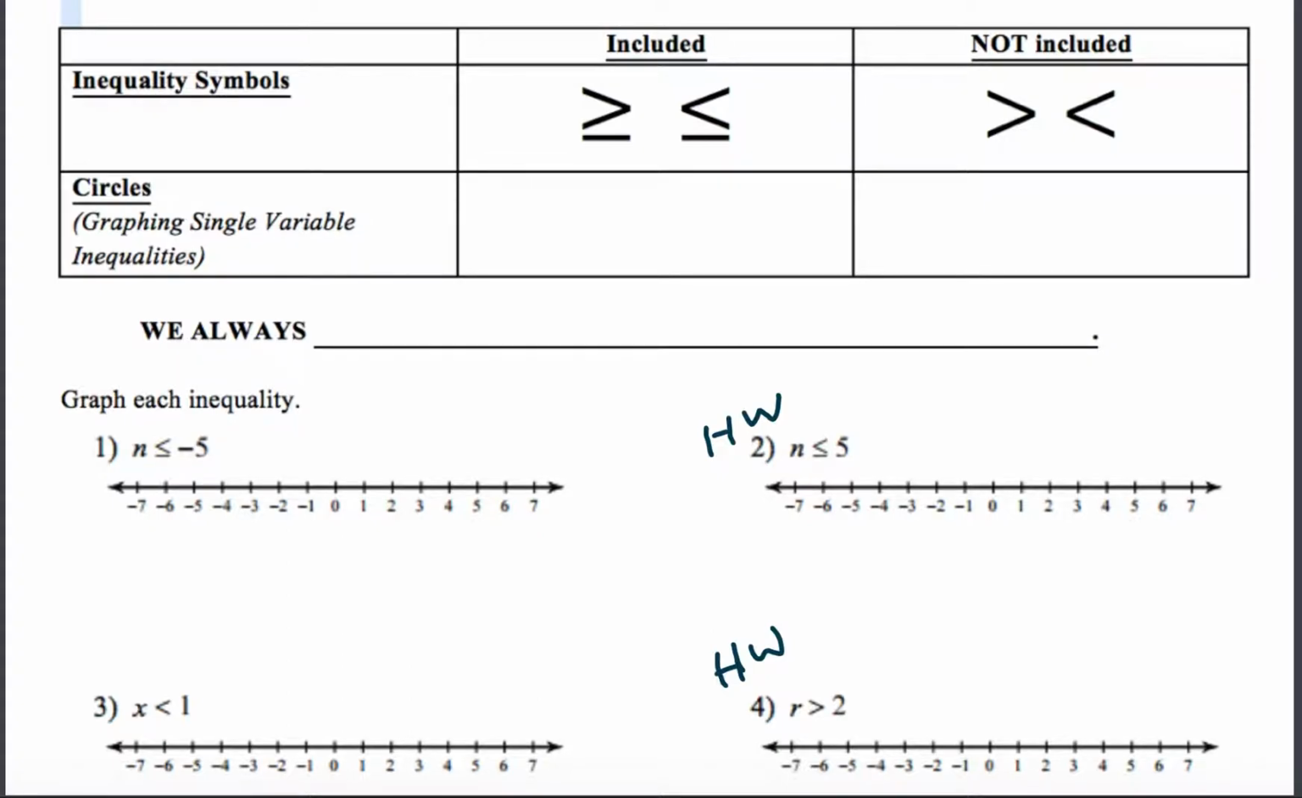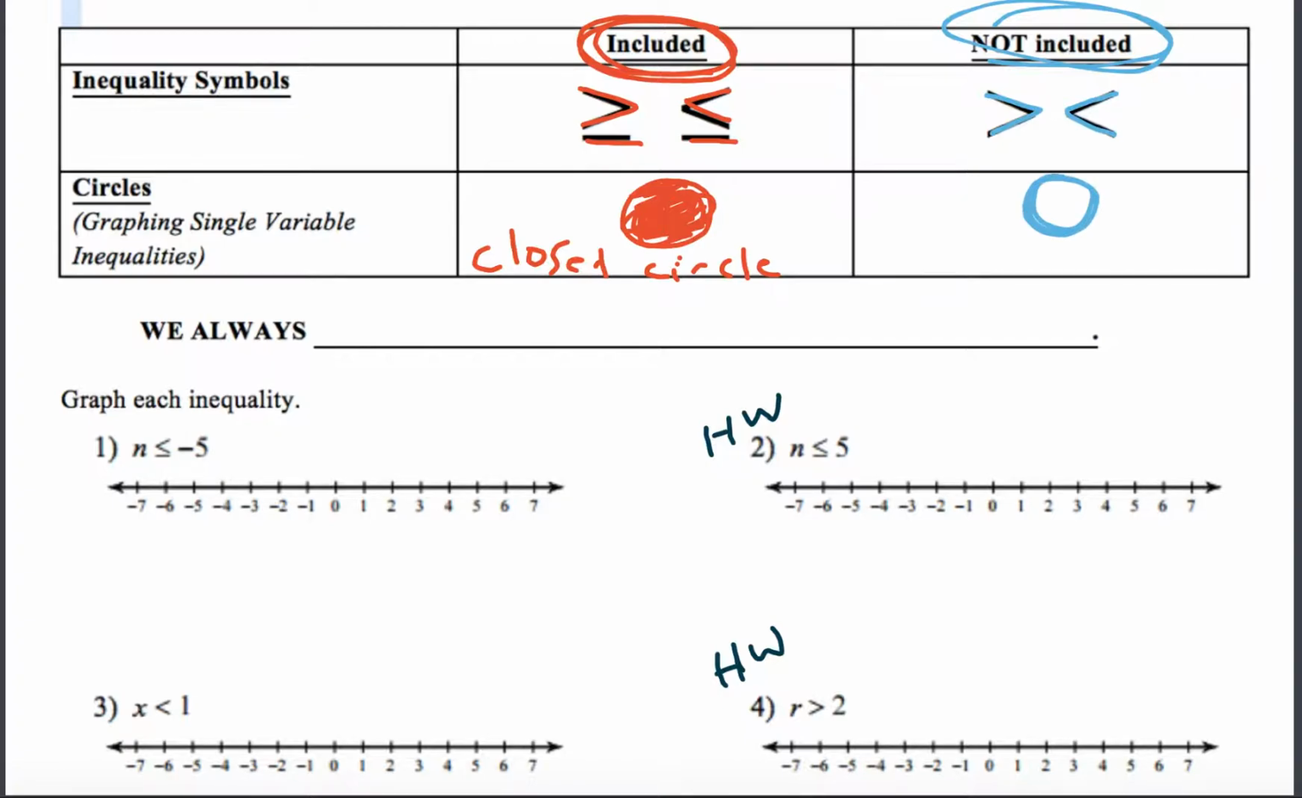Now, these inequality symbols have certain symbols that we associate with them. Greater than or equal to and less than or equal to show that the critical value is included. It's part of the solution. So we use a closed circle, a circle with shading in it, to indicate these included values. Now, the other inequalities, greater than and less than, are not included, so we use an open circle to indicate them when we represent these visually, like on a graph.